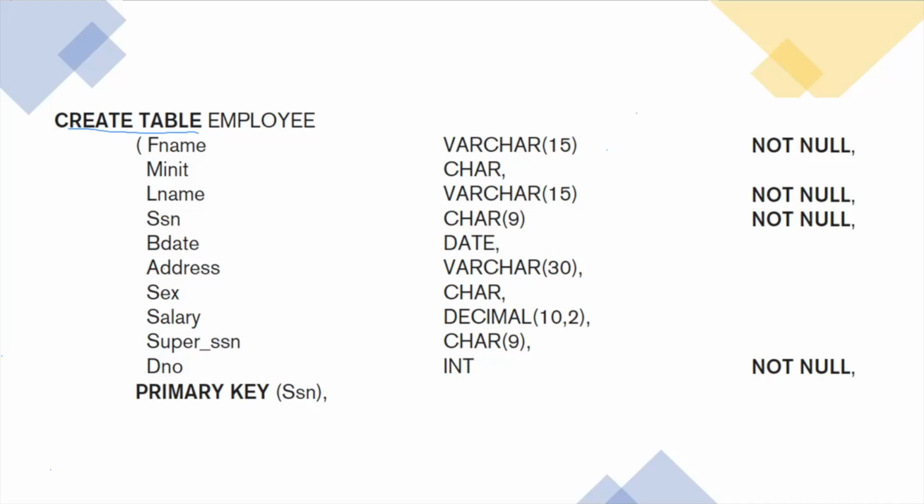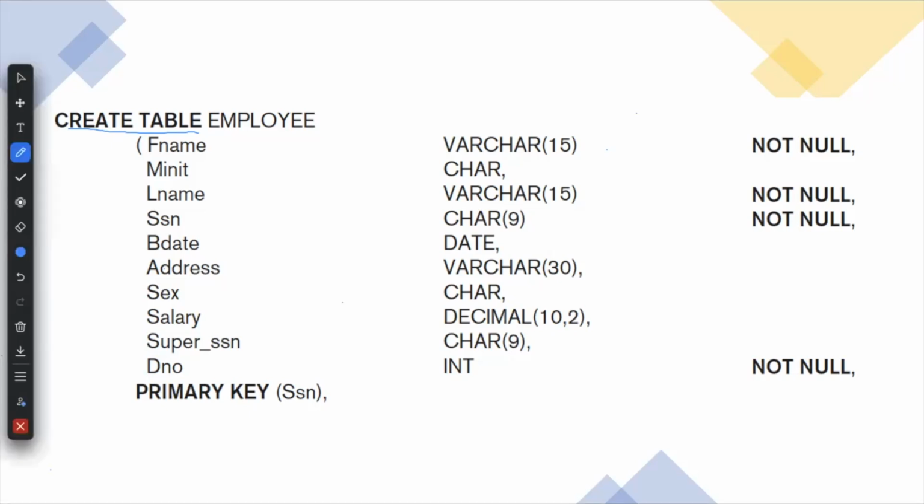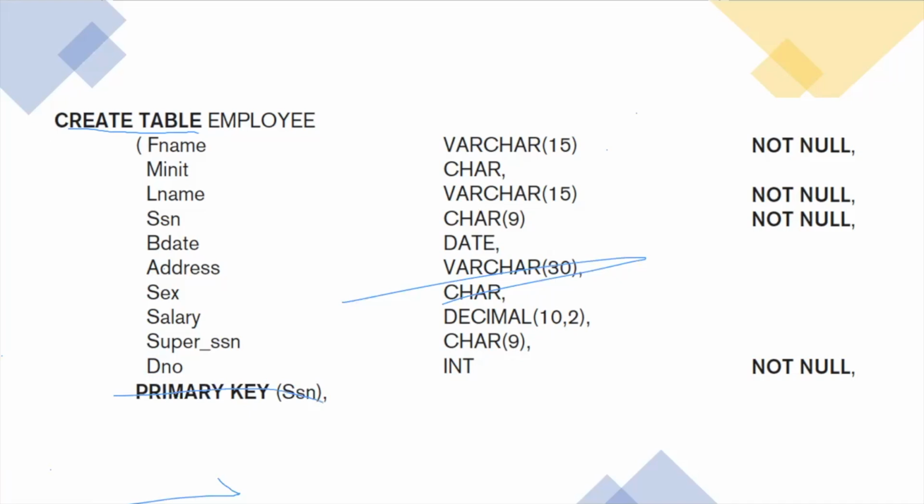Now, any table should always have a primary key. So the primary key can be specified by using what we have given out here. That is the primary key. So primary key is a keyword, and SSN specifies that SSN is the primary key of this table.